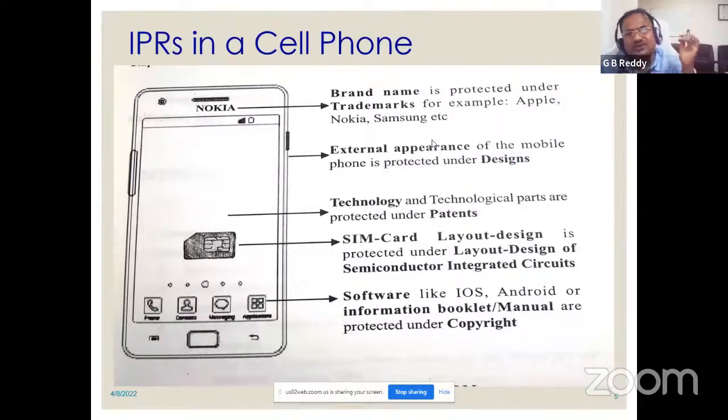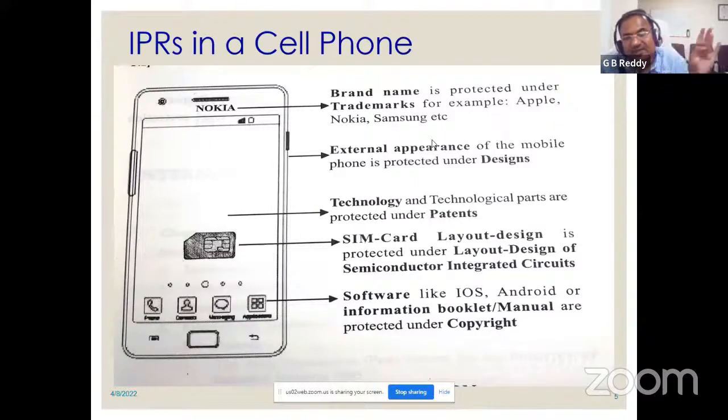They are more concerned about iPhone. But in the phone, you have at least 5 different kinds of intellectual property rights. The brand name, I mentioned about Apple, Nokia, Samsung, it's there. The external appearance is nothing but a design, industrial design. Then the technology used, you talk about Android or iOS or something else, that is patented.